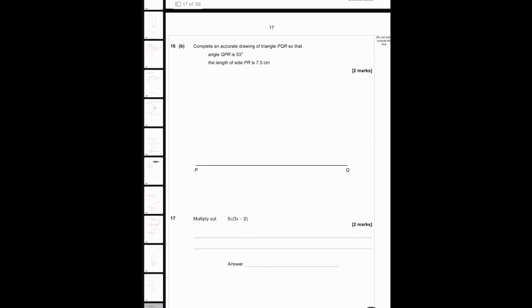Question B on this exam paper. Unfortunately, I am unable to complete it because I can't get a protractor or a compass on the application that I'm using.